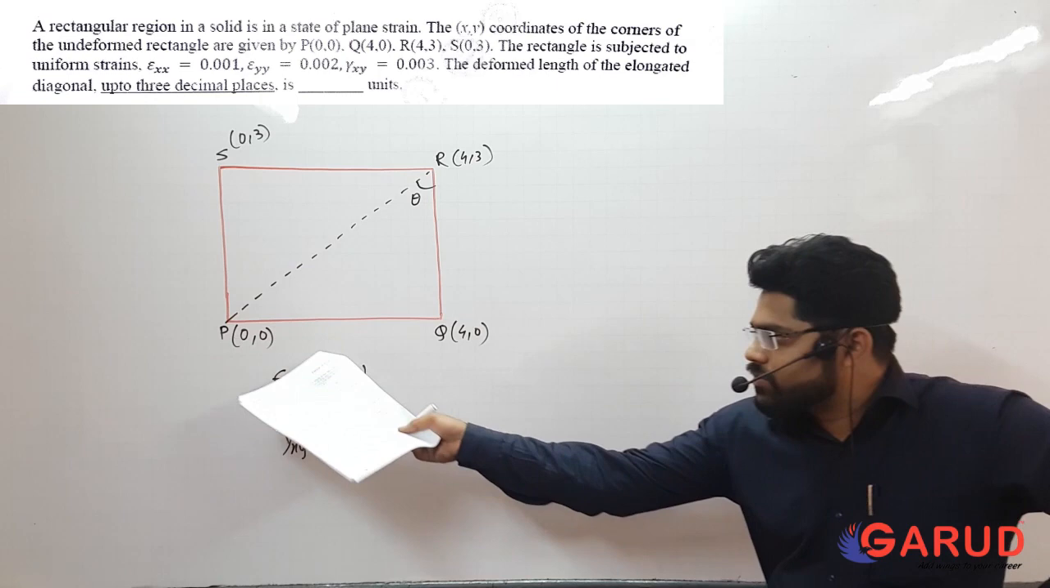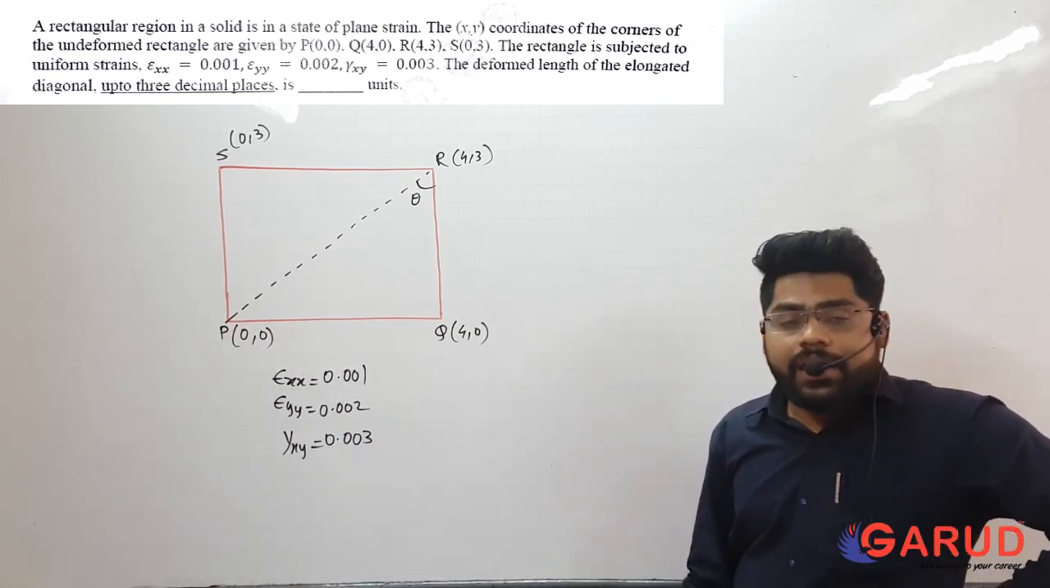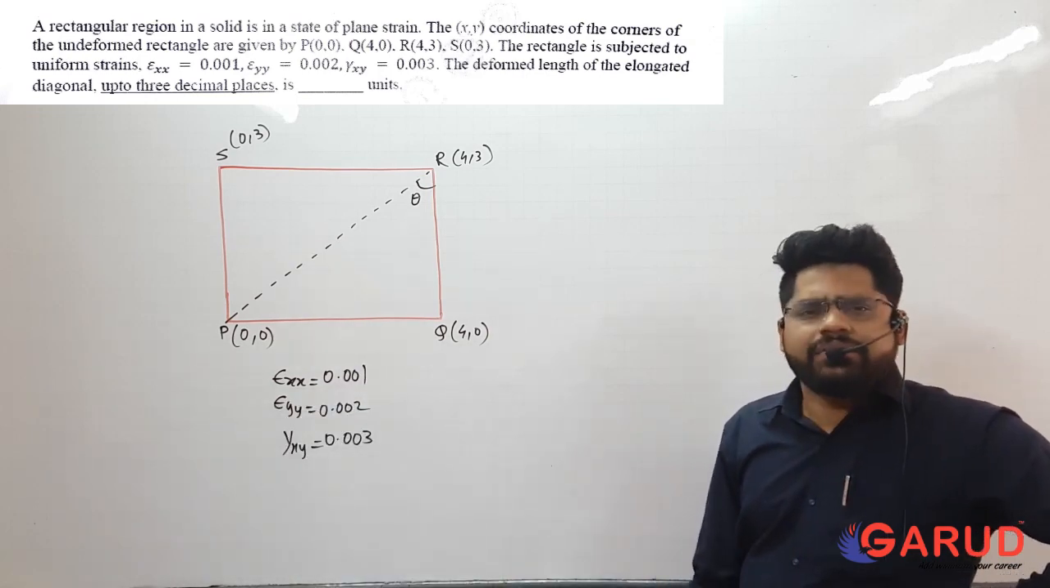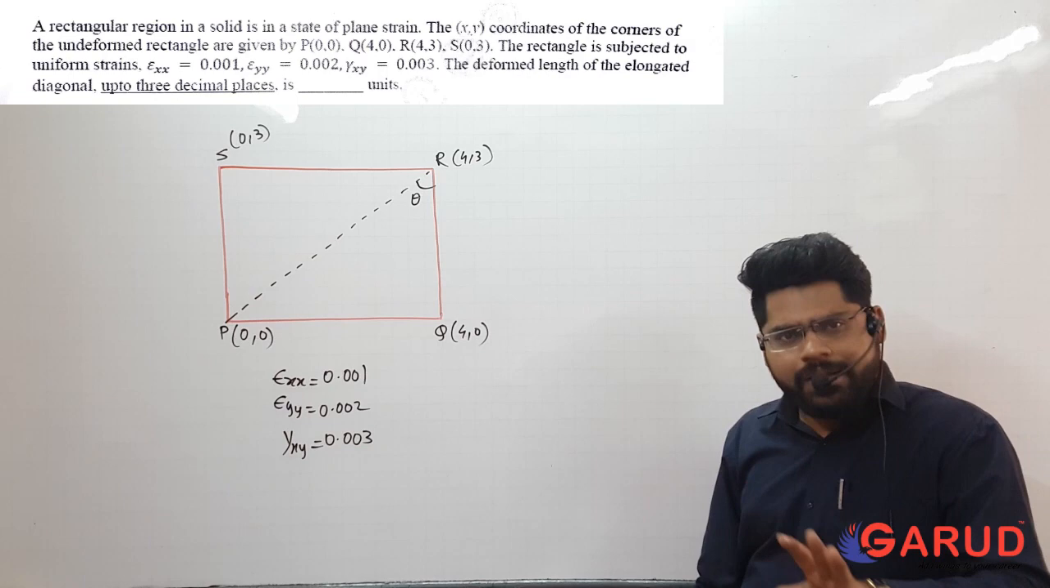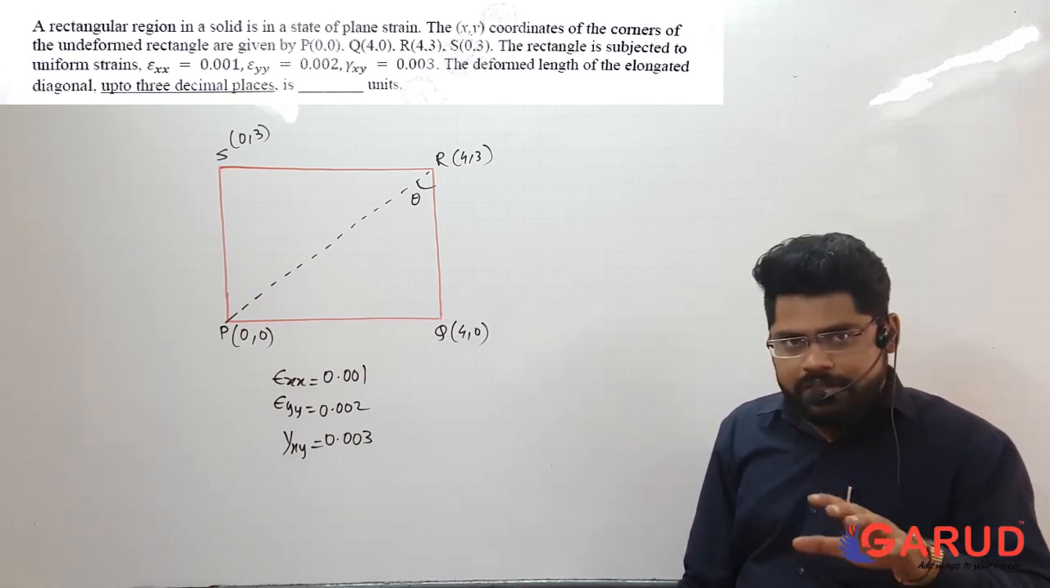Now, what they are asking you, suppose we are applying this kind of stresses, they have given you strain values. You can see epsilon xx, epsilon yy and gamma xy. Okay. These are the values of the strains, which means the load is applied and the rectangle is deformed into another shape.